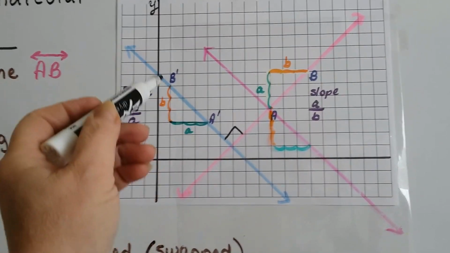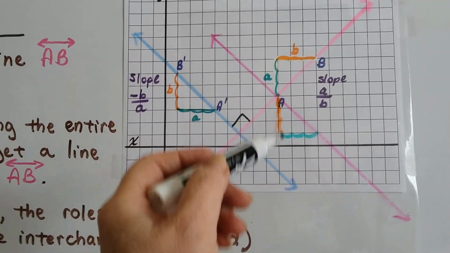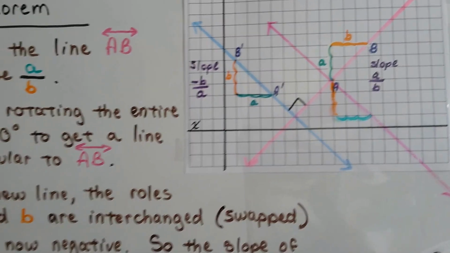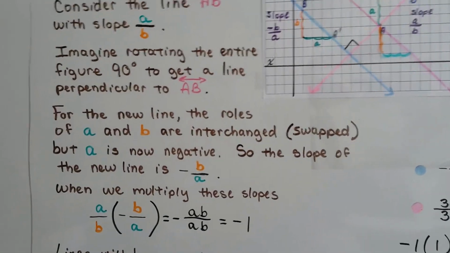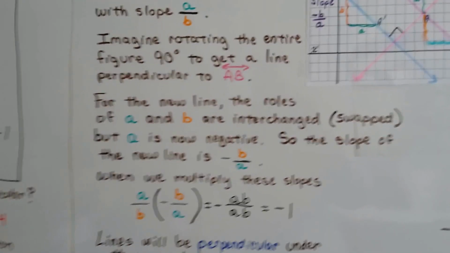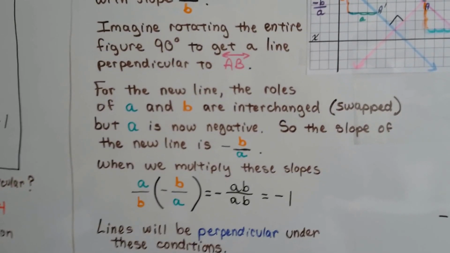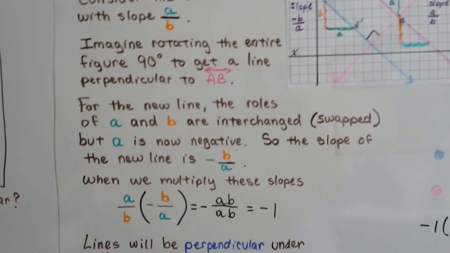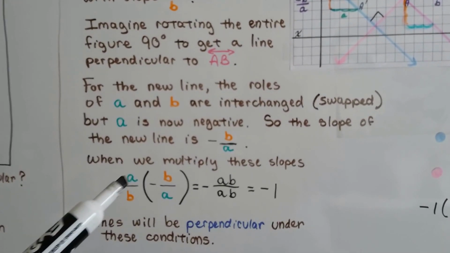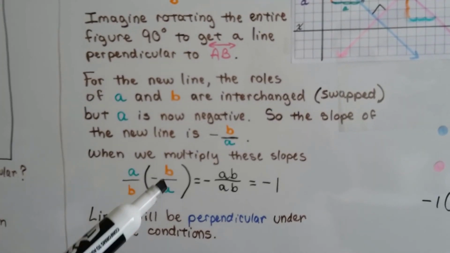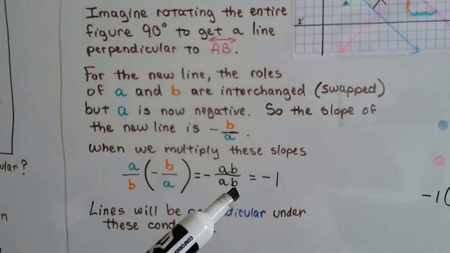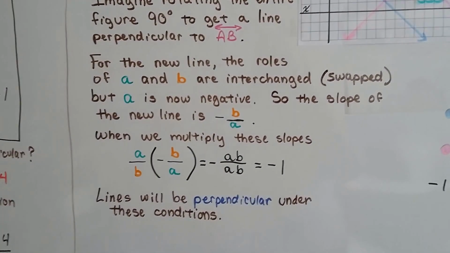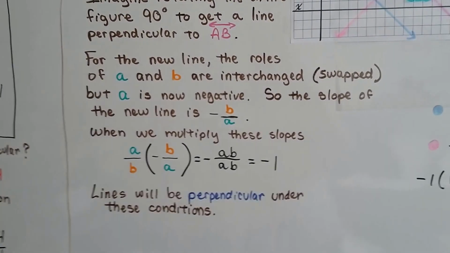The blue line, I'm sorry. Doesn't it look like the blue line here? The orange is going vertical and the green is going horizontal. See how the A and the B swapped places when we flipped it? So for the new line, the roles of A and B are interchanged. They're swapped. But A is now negative. So the slope of the new line is negative B over A. See? Like this one. When we multiply these slopes, the A over the B times the negative B over A, we get a negative AB over AB. Remember, we put them in alphabetical order. Well, same numerator and denominator, that's a negative 1. The lines will be perpendicular under these conditions.